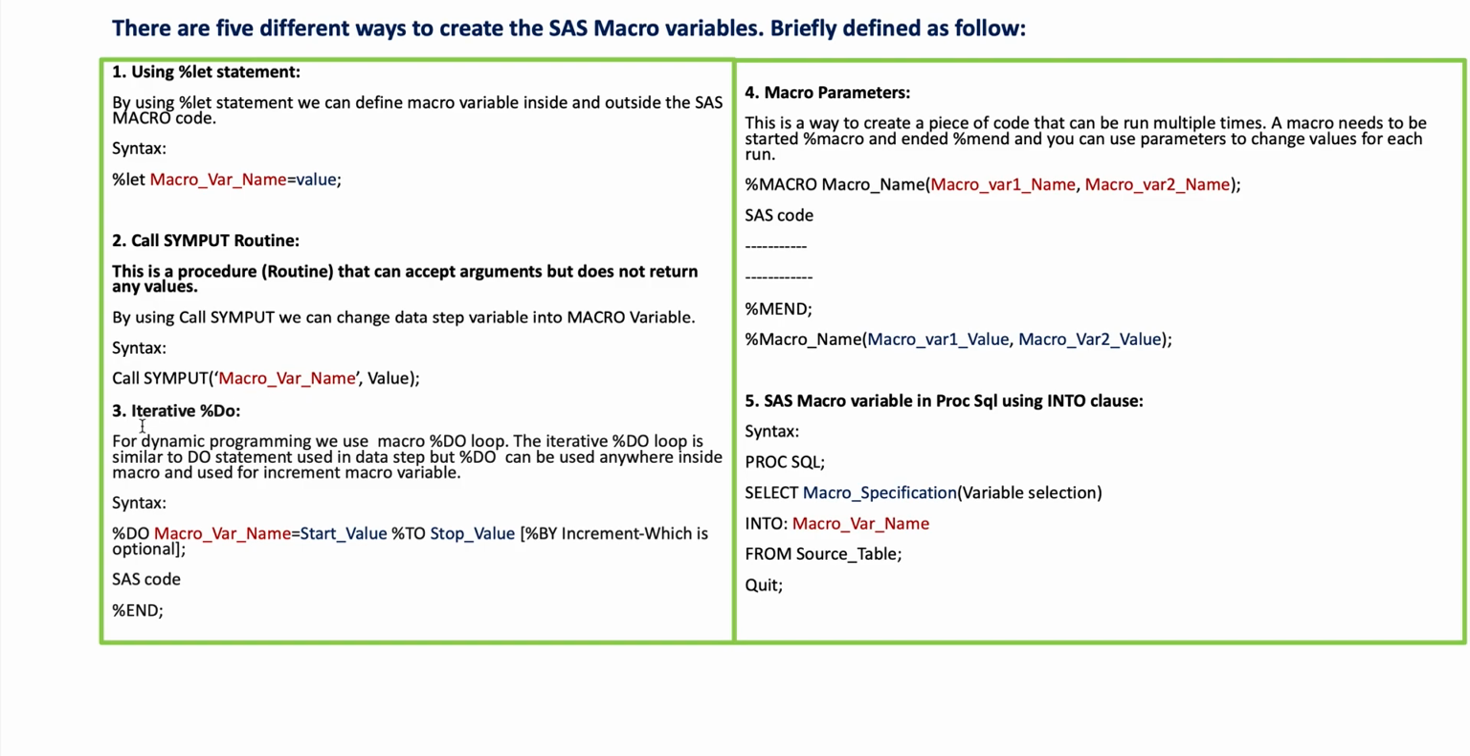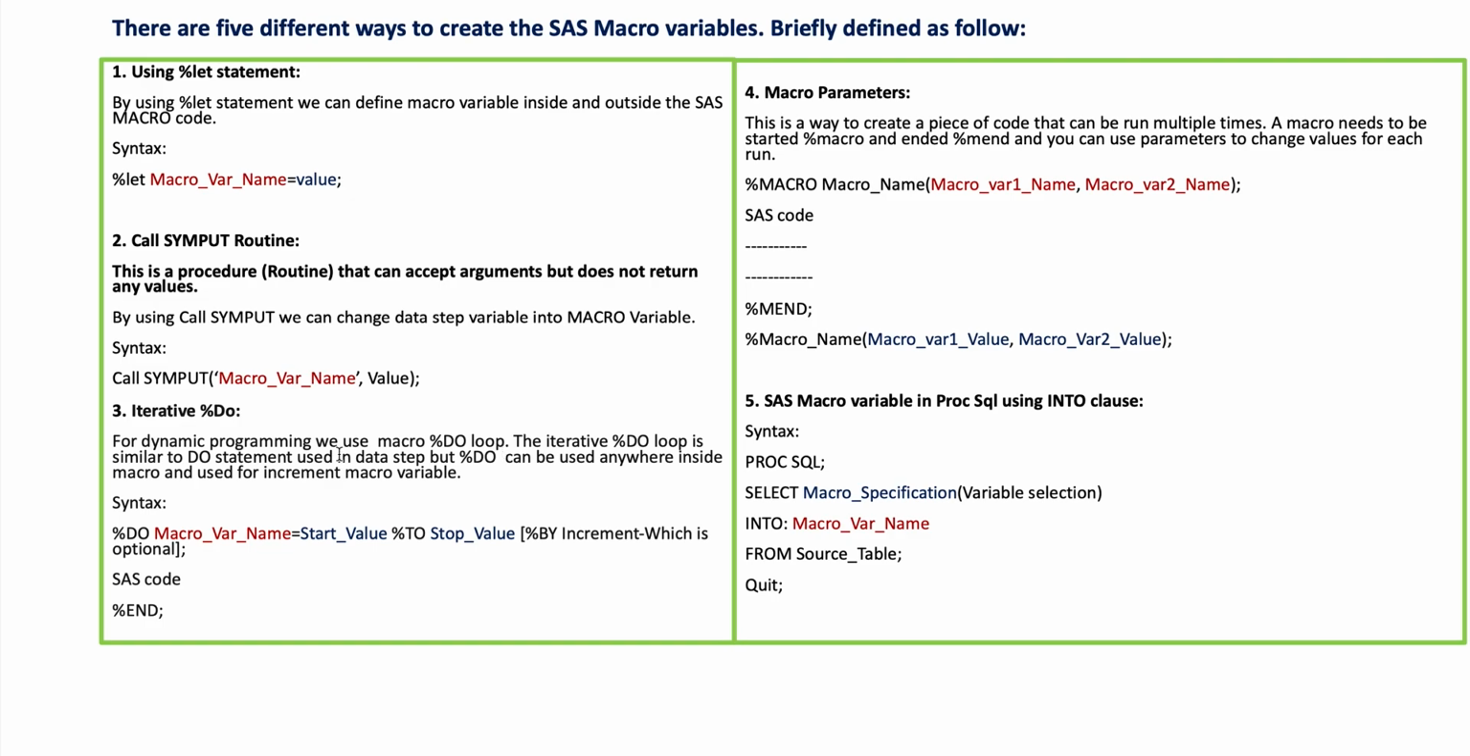Number 3, iterative %do. This is the third method. For dynamic programming, we use the macro %do loop. The iterative %do loop is similar to the do statement used in a data step, but %do can be used anywhere inside a macro and used to increment a macro variable.